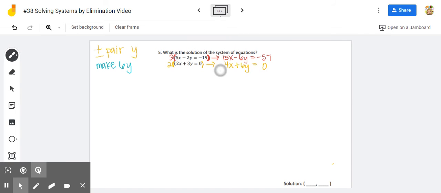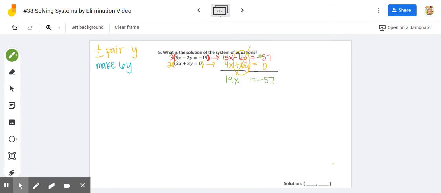We end up with 4x plus 6y equals 0, which means that I do end up eliminating my positive 6y and negative 6y. We add our remaining pieces, so 15x plus 4x is 19x, and negative 57 plus 0 is negative 57. Let's solve for x by dividing by 19. So x is negative 3. We're halfway there. So now we need to find our y.